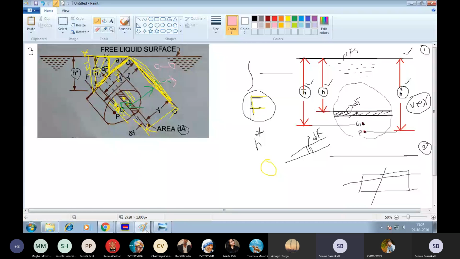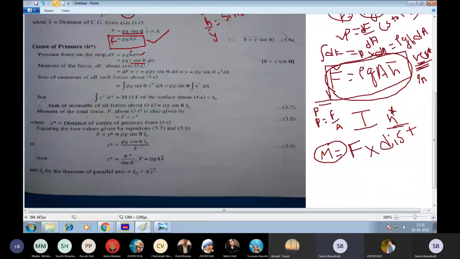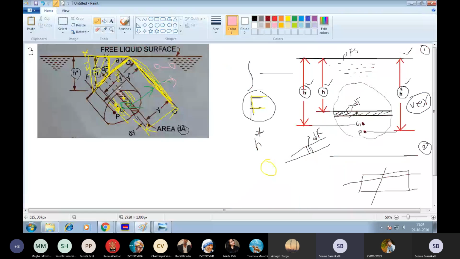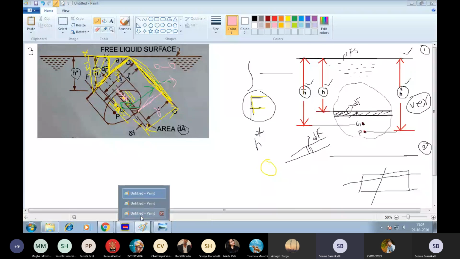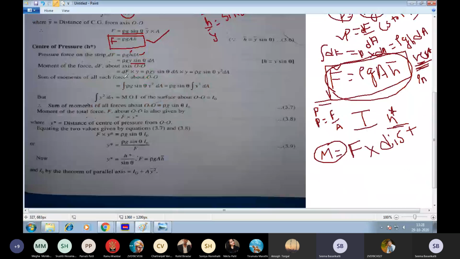So now in this particular case, dF is nothing but the force acting at a distance y. In this diagram, dF is the force acting on the strip. What is the height of the strip from the axis? It is y. So, taking the moment, what is dF? It is rho g y sine theta dA, multiplied by this y. So the term y becomes y square: rho g sine theta y square dA.